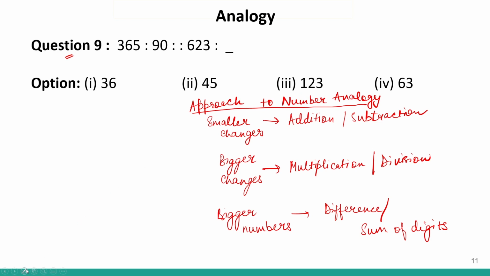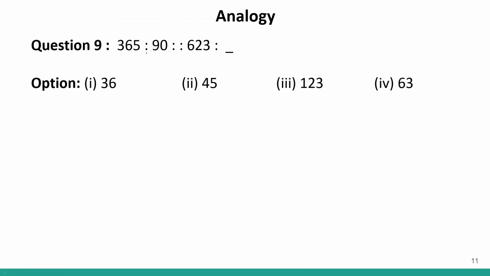Now coming back to question number 9. We have 365 and 90. So maybe certain operations are being done on 365 to get 90. If I multiply 3 into 6 into 5, how much will I get? 3 into 6 is 18, 18 into 5 is 90. Or 6 into 5 is 30, 30 into 3 is 90. Similarly, I can do the same thing for 623. 6 into 2 will give me 12. 12 into 3 will give me 36. So 36 will be the answer, which is given in option number 1. So option number 1 will be the answer to this question. Clear?